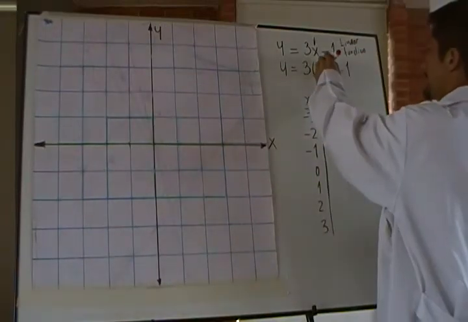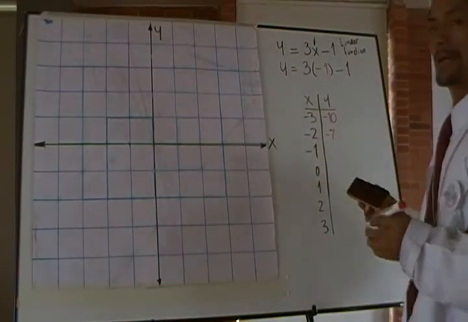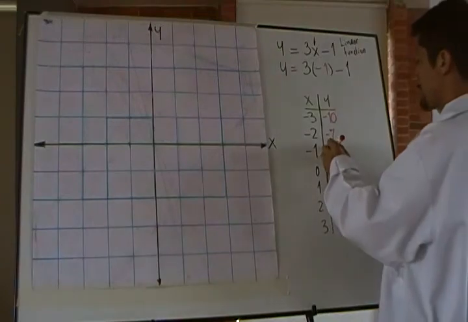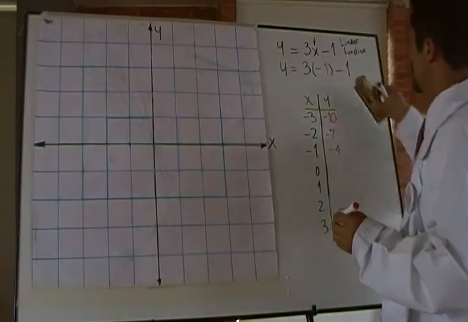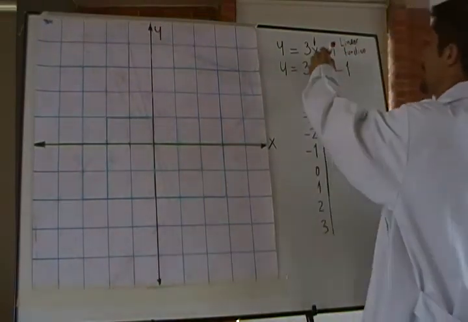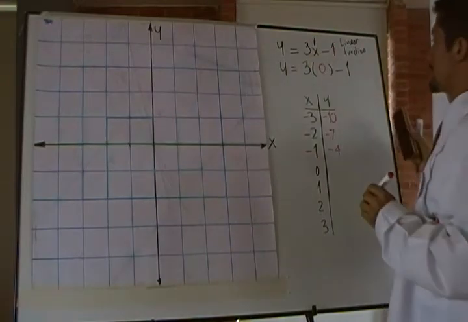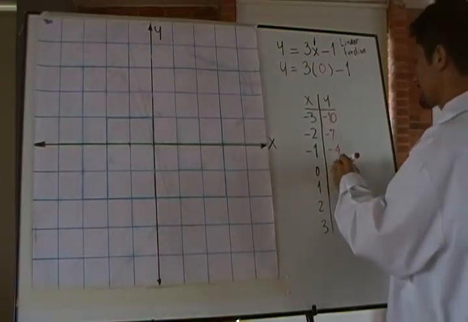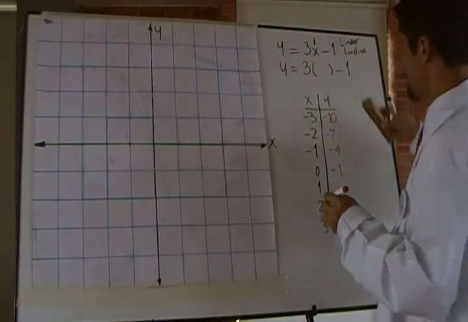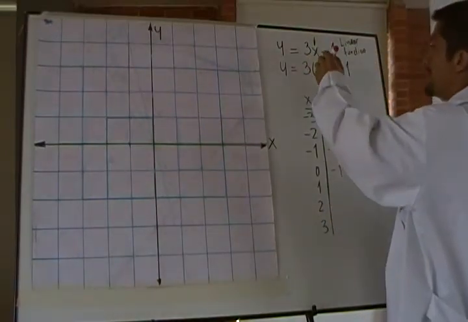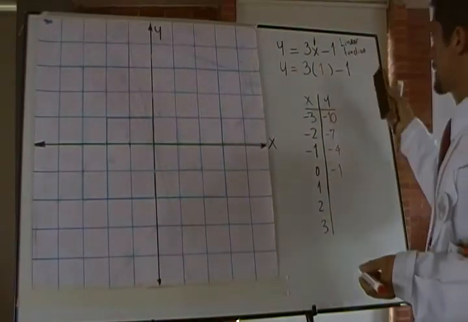Here, if x is -1, 3 times -1, -3, minus 1, -4. Now it's 0. 3 times 0, 0, minus 1, -1. If I continue that way, I will continue following this pattern of multiplication and then subtraction.